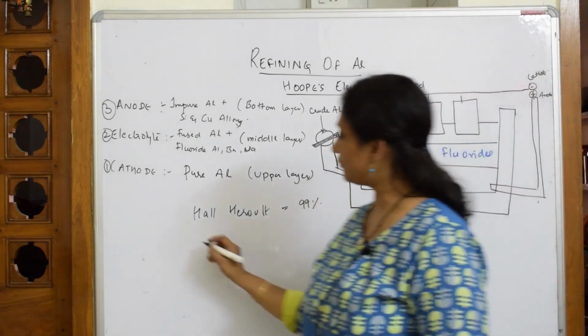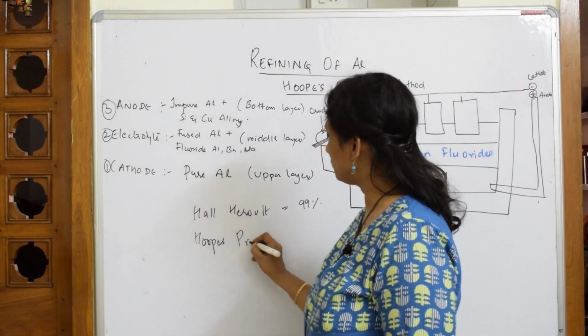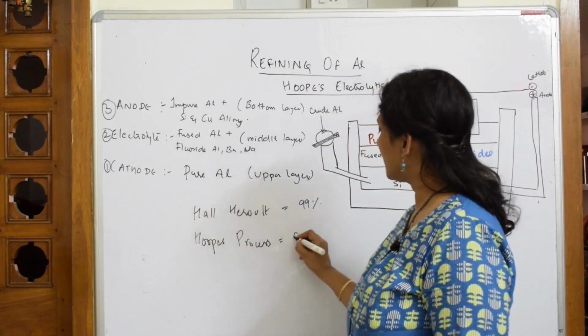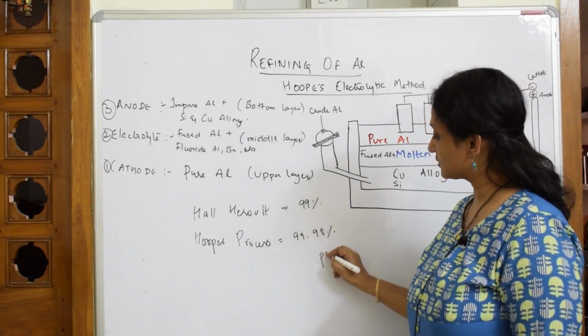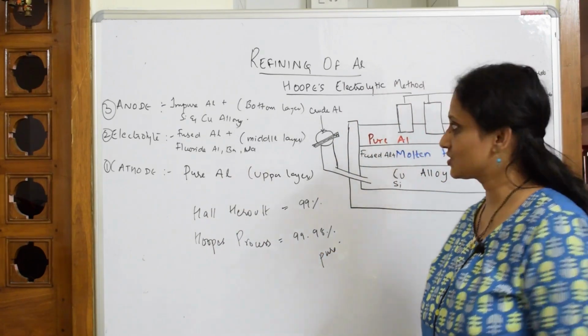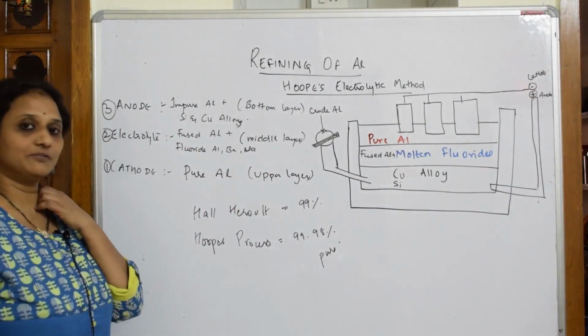So the aluminium we get by the Hoop's process is 99.98% pure. This is the perfection of this process. So this is what you're going to write for the Hoop's process. Simple, nothing to explain, no cell reactions for you all to study.